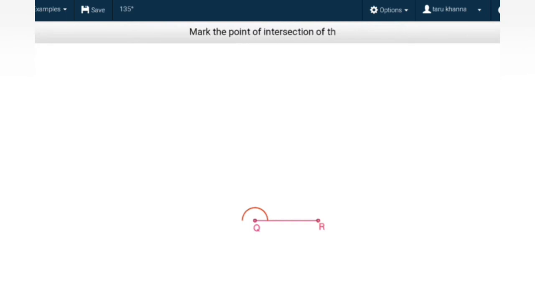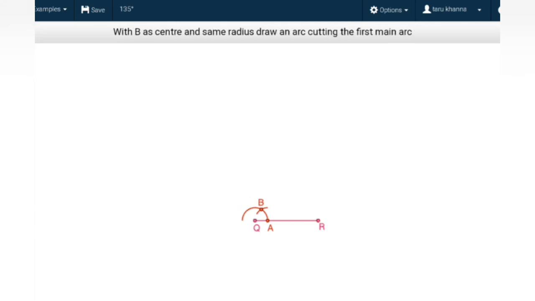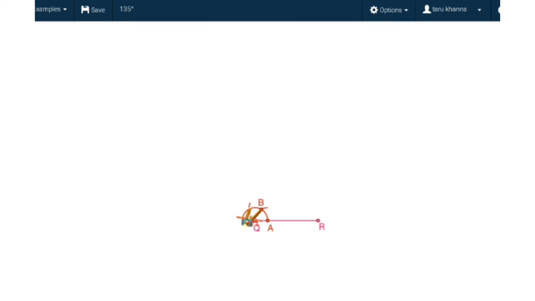We will mark the point of intersection of this arc and the line segment QR as point A. And with the same radius and A as center, we will draw another arc cutting the first arc at point B. We will mark this point as point B. And now with B as center and the same radius, we will draw another arc cutting the main arc at point C.